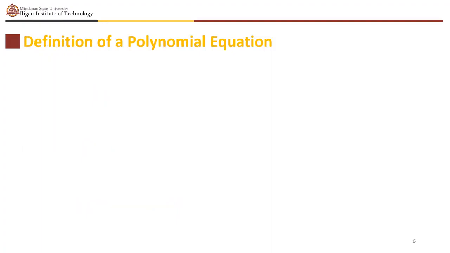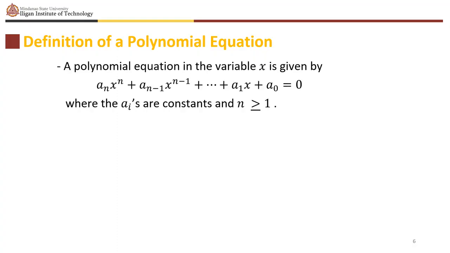A polynomial equation in the variable x is given by a sub n x to the n plus a sub n minus 1 times x to the n minus 1 plus and so on, denoted by 3 dots, plus a sub 1 x plus a sub 0 is equal to 0, where the a sub i's are constants and n is greater than or equal to 1.